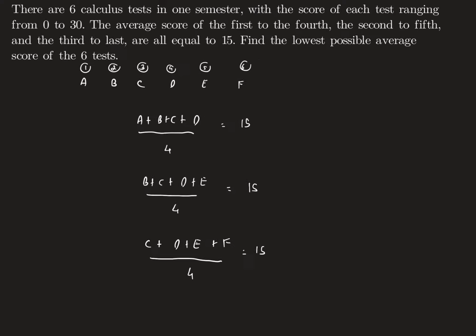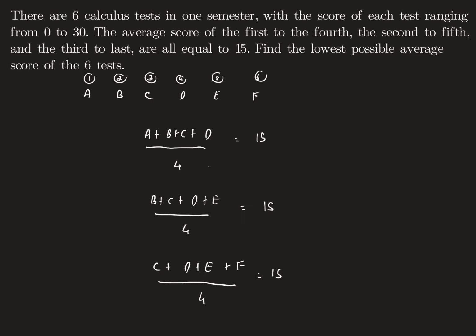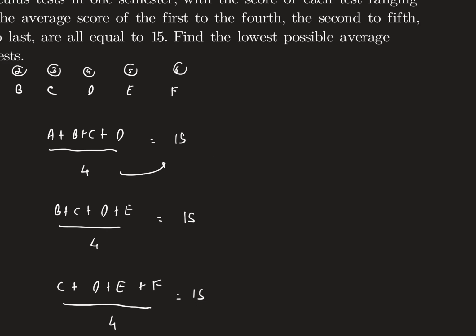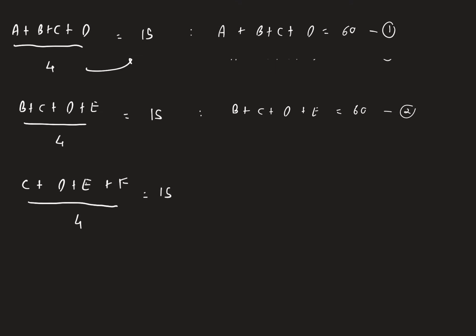So what we're going to do next is move the 4 up here. So what we get here is A plus B plus C plus D is 60. So this is our first equation. And the second equation is B plus C plus D plus E equals 60. And the last equation, what we're going to do is the same as the second and the first. So C plus D plus E plus F is again 60, and this is our third equation.